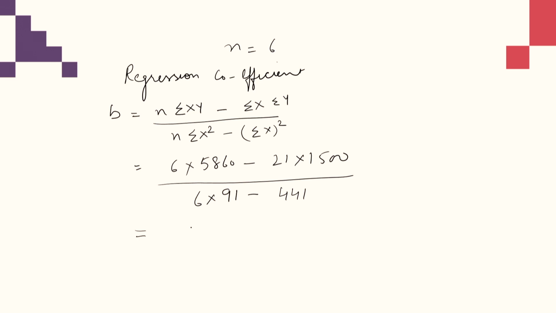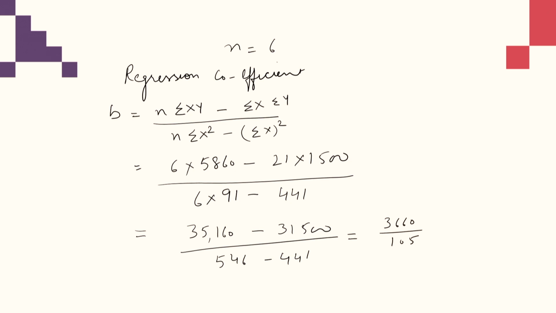When we solve this equation, we get 35,160, out of which we deduct 31,500. In the denominator, we have 546 minus 441, which is equal to 3660 upon 105, which comes to 34.857. Now we calculate the value of a, using the formula: sigma y, which is 1500, minus the value of b, that is 34.857, multiplied by sigma x 21, whole divided by 6. So we get the figure of 128.